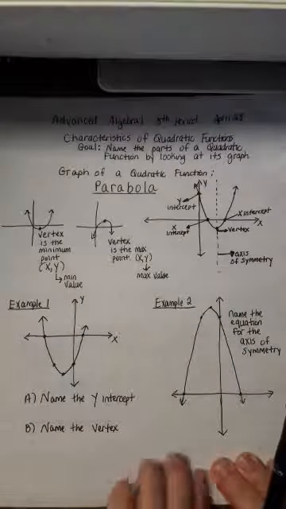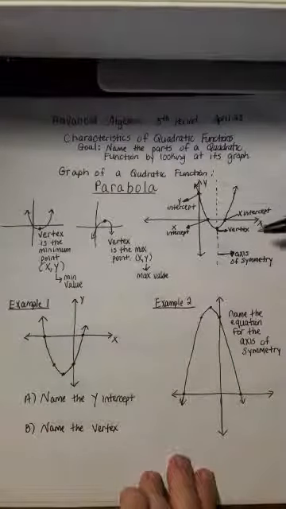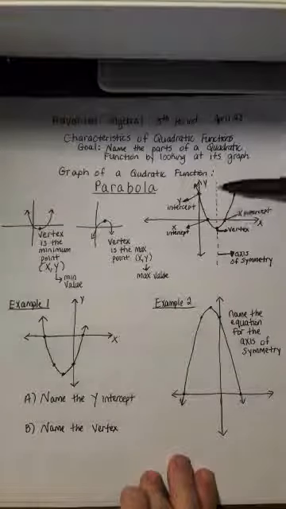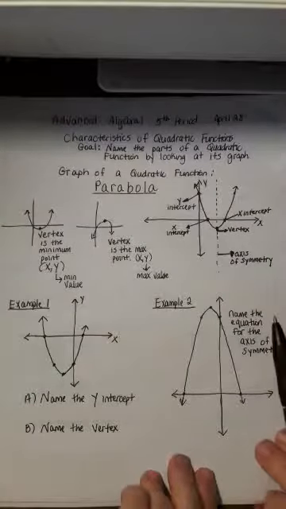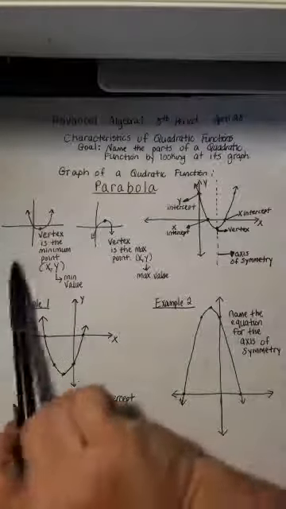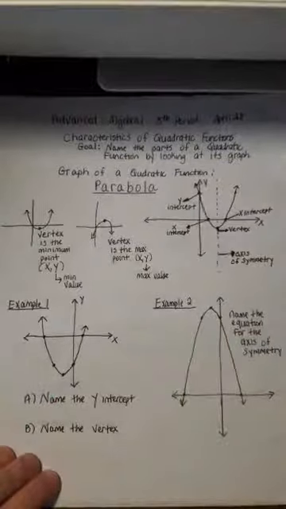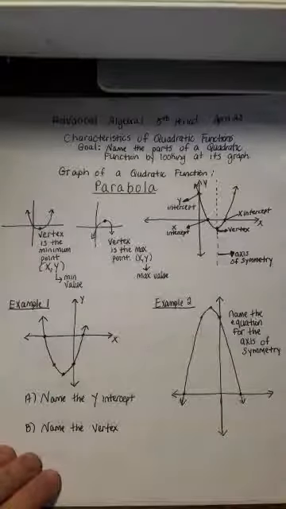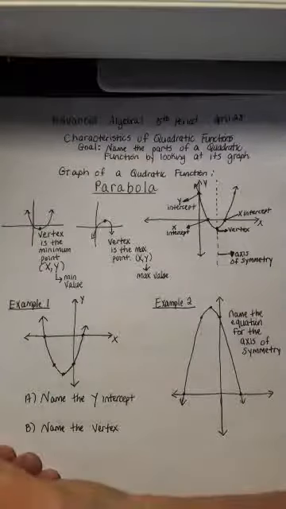Today we're going to go over how to pick out your y-intercept, your vertex, and your axis of symmetry. Then if you'll shift your eyes over here and look at what I've got drawn, you're also going to be told to name the minimum and maximum values on a parabola.